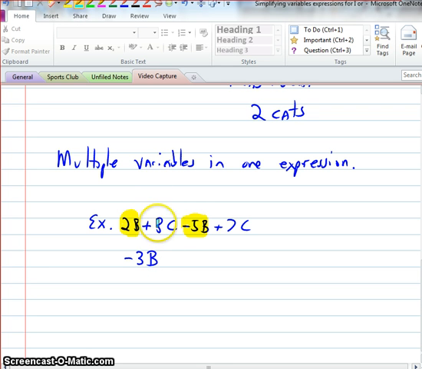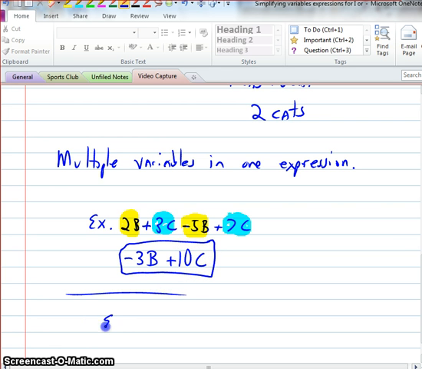And same thing with these two guys. They have the same variable c. So we can combine those together to make positive 10c. And you might ask yourself, why do you put the negative 3 coefficient term in front of the positive 10 coefficient term? And it's basically because this variable alphabetically comes before this one. That's our rule of thumb, but it's not something that's a strict standard that we hold you to.